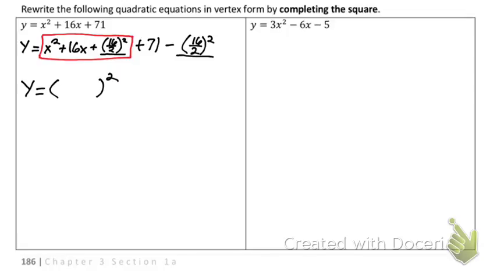Inside here, we got to start with an x. This next number is whatever's inside this parenthesis. So right now, that is our 16 divided by 2. Our 16 divided by 2 is going to go right there. So that is just plus 8. And then we have plus 71 minus 16 divided by 2 squared. 16 divided by 2 is 8. 8 squared is 64. So I'm really doing 71 minus 64, which is going to be a positive 7.